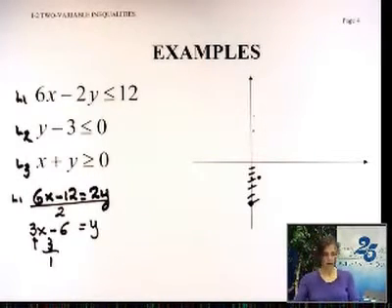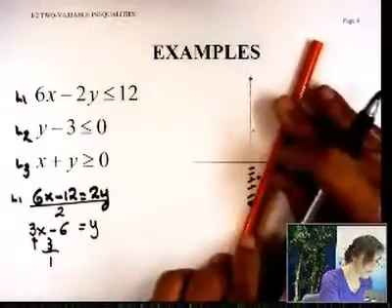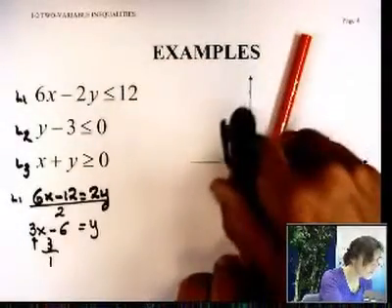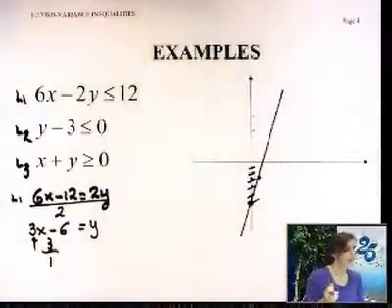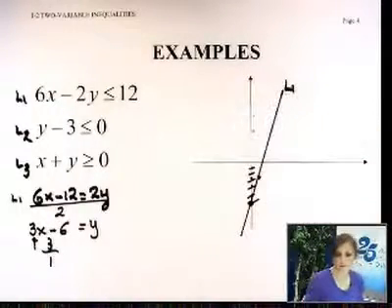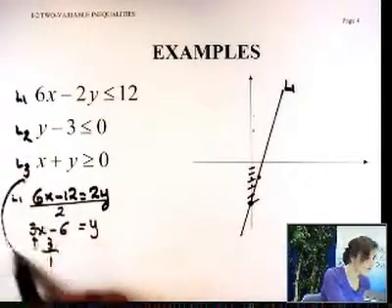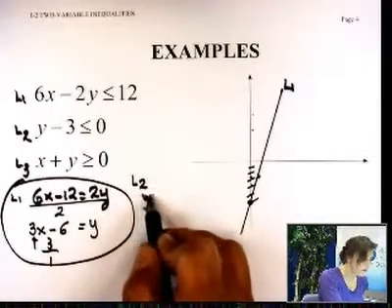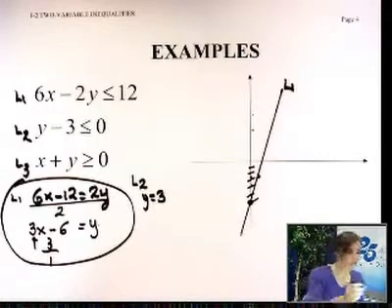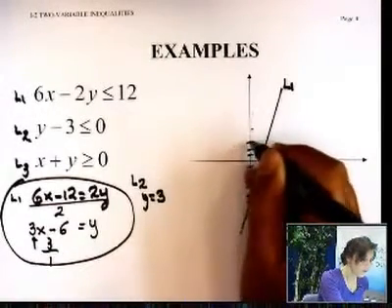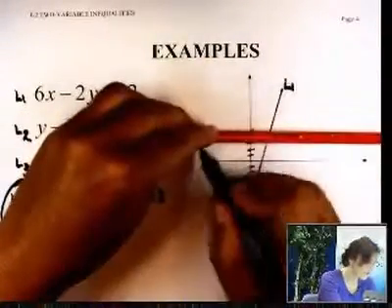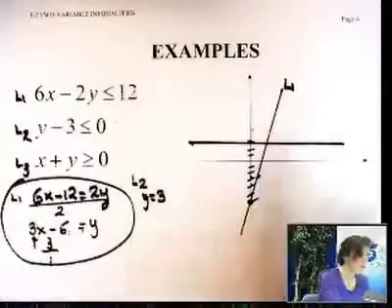I lost my little ruler. And that one has equals, so I'm going to do a solid line. Okay, so that's my L1. Okay, now let's do L2. L2 is y equals 3. Y equals 3 means 1, 2, 3 here. And it's going to be equal, so I have to draw a solid line as well. This is my L2.